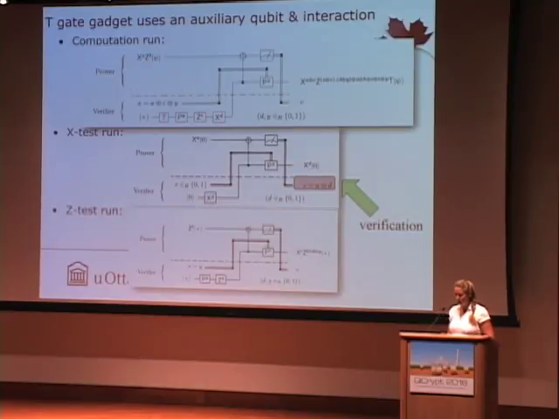Okay, and the Z test run is similar. It doesn't have a verification. It consists of generating these auxiliaries, sending a classical bit, and the point is that it does the identity up to some Paulis.